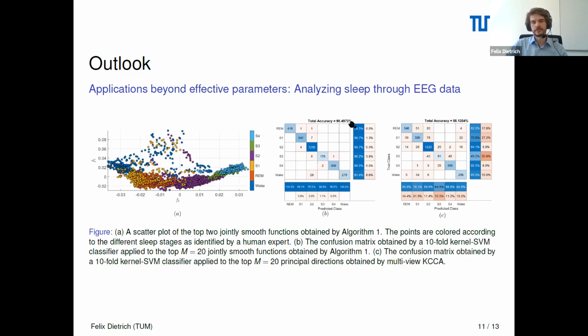And with the jointly smooth functions, we get a classification accuracy of 98%, which essentially means that the first 20 jointly smooth functions of these 6 sleep stages trajectories capture a lot of the different variability of the sleep stages, while the kernel CCA sort of mixes them up, and then the classifier cannot really learn what sleep stage is actually currently present.